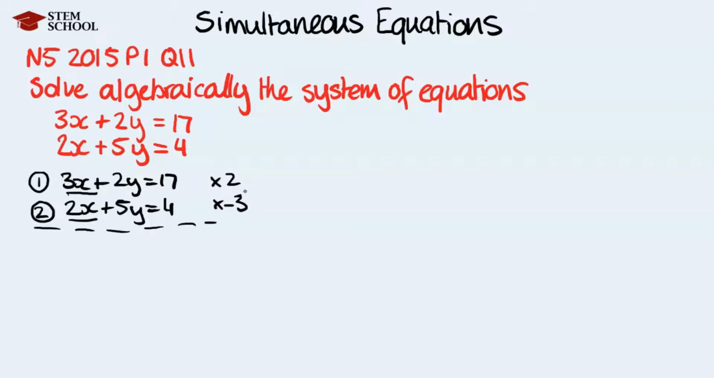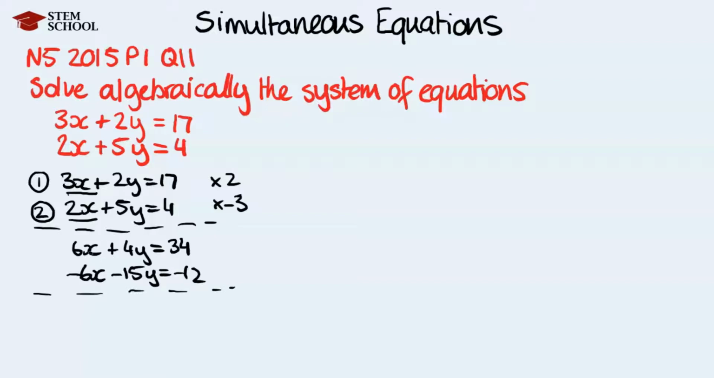So you want to write the operations that we're doing to the side to make it clear to the examiner what we're doing. So 3x times 2, what do we have? We have 6x, then positive 2y times 2 is positive 4y, and then 17 times 2 is 34. Okay, so let's multiply the second equation by minus 3, like we said. So 2x times minus 3, we have minus 6x, and then positive 5y times minus 3 is minus 15y, and then 4 times minus 3 is minus 12. Okay, so hopefully you've seen what we've done here.